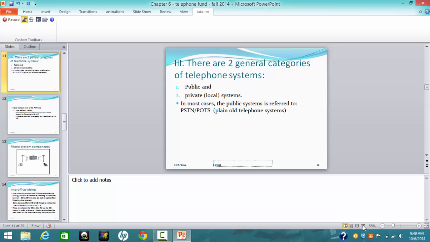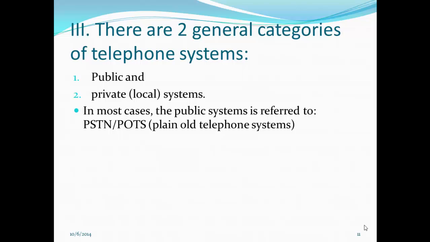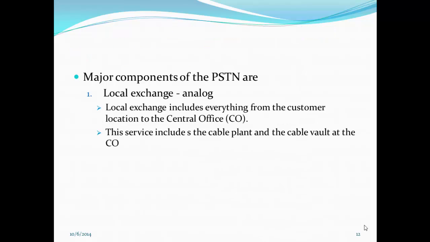There are two general categories of telephone systems: public and private. In most cases, the public system is referred to as PSTN or POTS, plain old telephone system. Major components of PSTN are the local exchange, which is analog. The local exchange includes everything from the customer location to the central office.